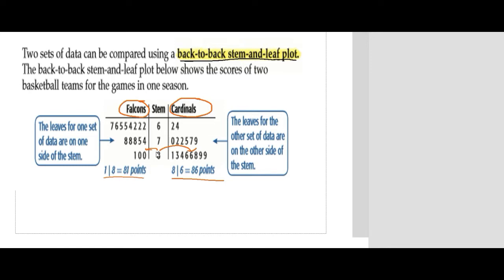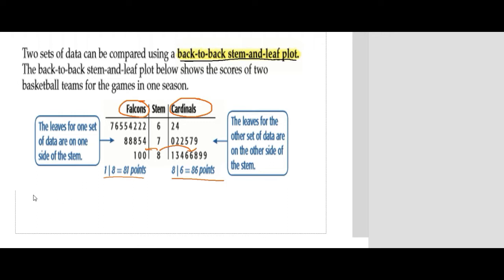So what you do: 1-8 for the Falcons means 81. We're reading the left side of the data from the stem going to the leaf part, so the left side is being read from right to left, starting with the stem. The Cardinals side is done the usual way, the easy way. So 86 means 86 points.